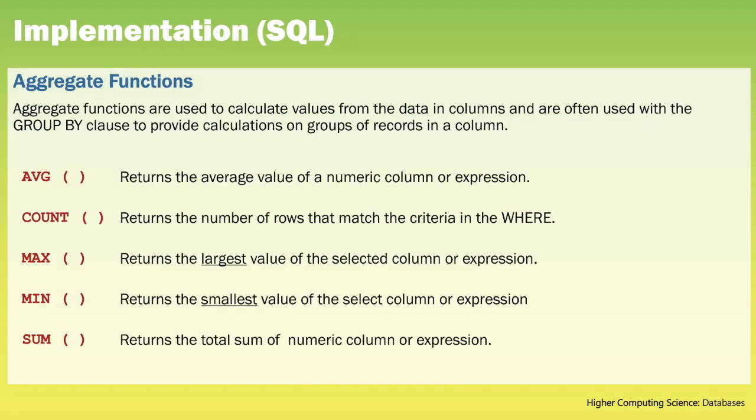Aggregate functions are used to calculate values from the data in columns, and are often used with the group by clause to provide calculations on groups of records in a column, and we'll talk about group by in a second. There are 5 different aggregate functions. Average returns the average value on a numerical column. Count returns the number of rows that match the criteria in the where. Max returns the largest value, minimum returns the smallest value, and sum returns the total sum of a numerical column.